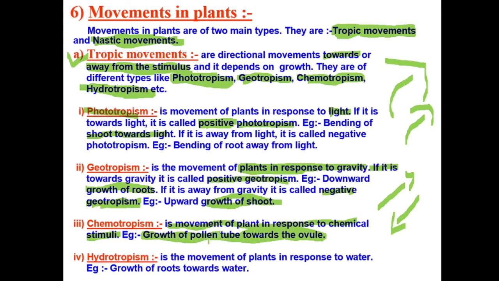Okay. Next is hydrotropism. It is a movement of plants. Obviously, hydro means water. Tropism means directional movement. So when the roots of the plant grow towards the water, we call it hydrotropism or positive hydrotropism. Sir, if there is any negative hydrotropism? Yes, there is negative hydrotropism also.